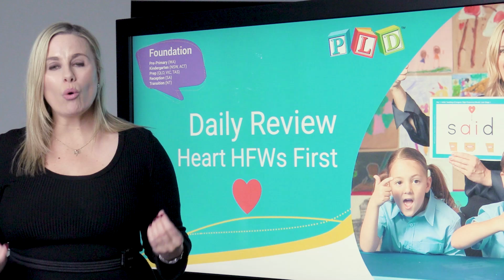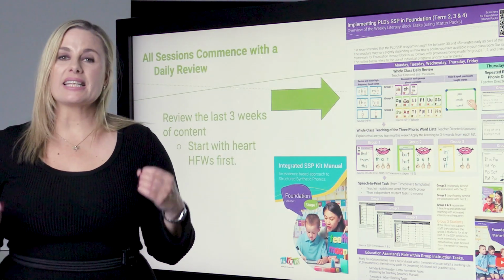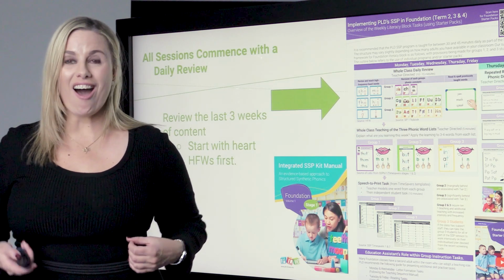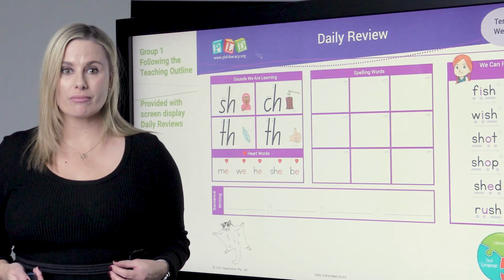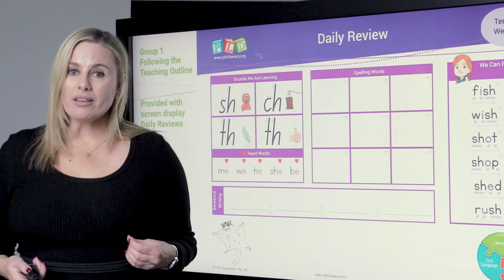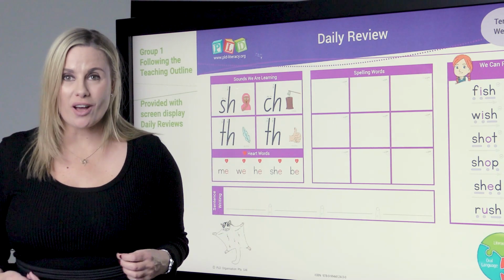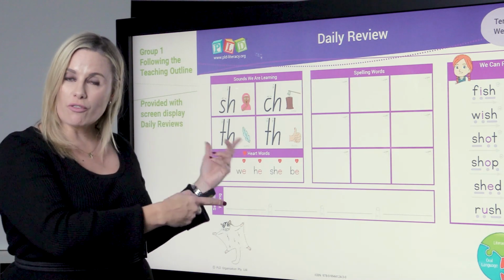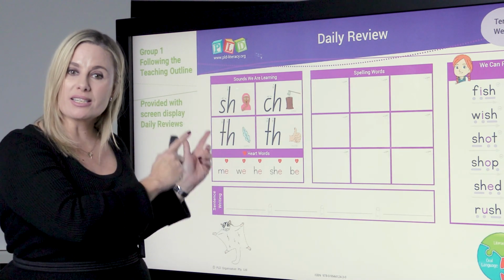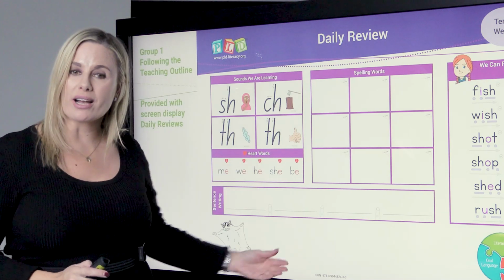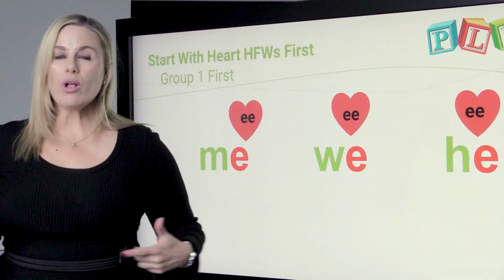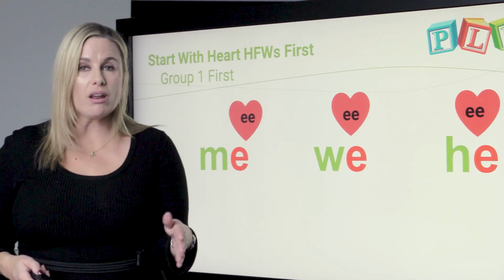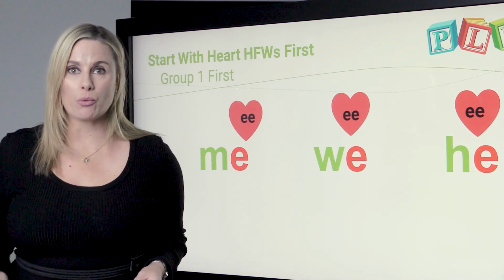We start with a whole class daily review. It is a review of the previous 3 weeks' worth of content, starting with high frequency words. Option 1 is to use your daily review template that you will find in your manual and on your digital resource kit. It is provided with your phonic concepts, some spelling practice, high frequency words, reading practice and sentence level dictation. All high frequency words are taught by speech sound mapping, which you will demonstrate with a group 1 and a group 2 high frequency word each week.